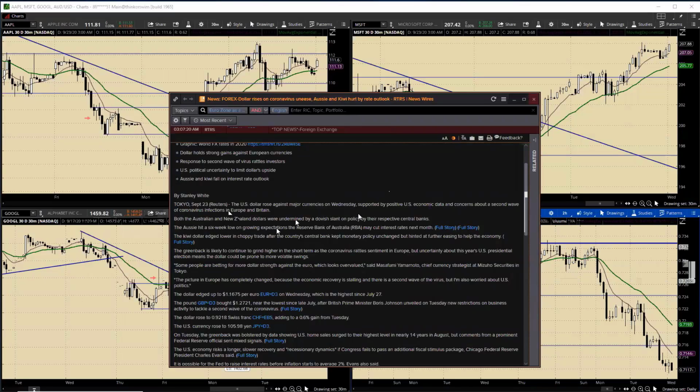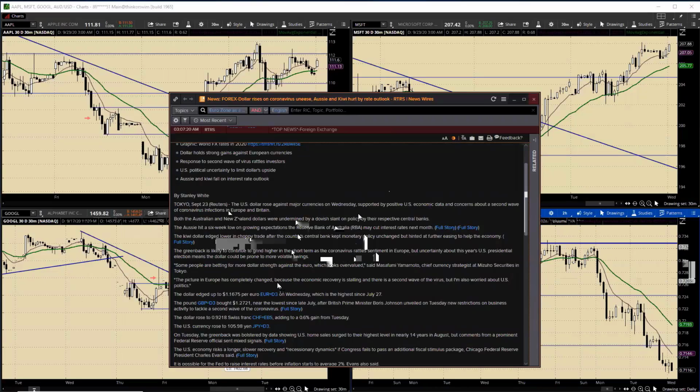Both the Australian and New Zealand dollars were undermined by a dovish slant on policy by the respective central banks. They also hit a 6-week low on growing expectations the RBA may cut interest rates next month. The Kiwi edged in choppy trade after the central bank kept monetary policy unchanged.